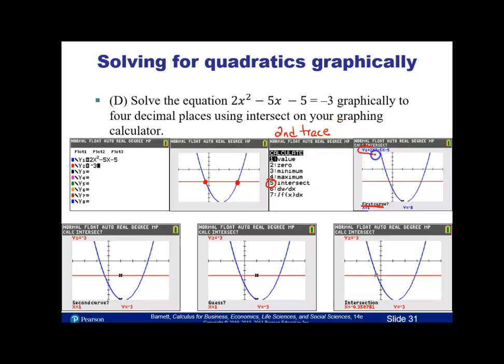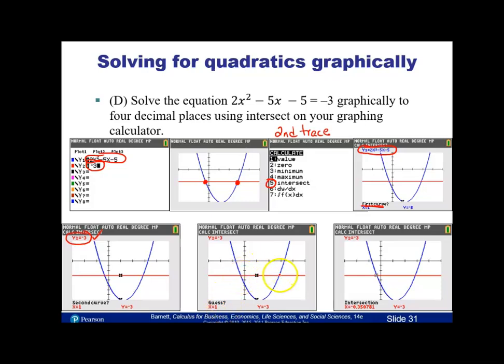As long as this equation is your first one, and honestly, if you're only doing two equations, it's always going to be that. So you can just press enter. Okay, then it says, what's the second curve? Well, as long as the second curve is what it's supposed to be, then press enter. And then finally, it's going to say, okay, what's your guess?